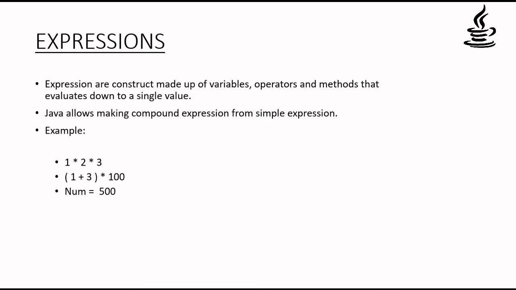Similarly, let's say we have another expression in which we have used 1 plus 3 within parentheses and afterward multiplied it by 100. Now this will be evaluated down to a value of 400, which is a single value. So we will say that this is an example of an arithmetic expression. Now Java allows making compound expressions from single expressions. For example, 1 * 2 * 3 and num equals 500 are examples of simple expressions, and we can combine them using logical operators and other operators to form compound expressions.